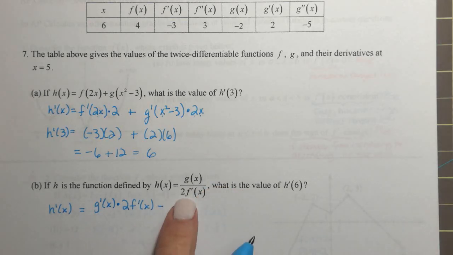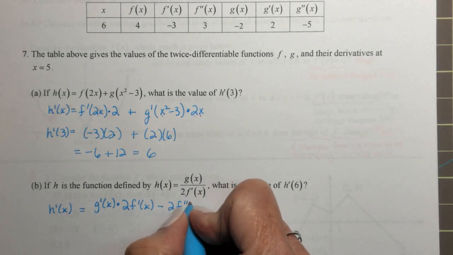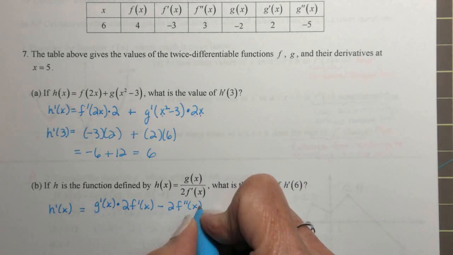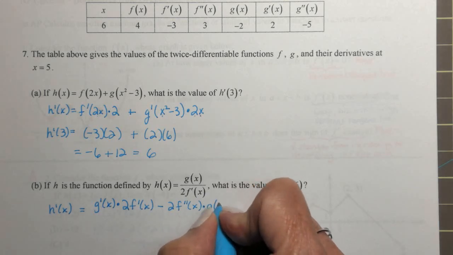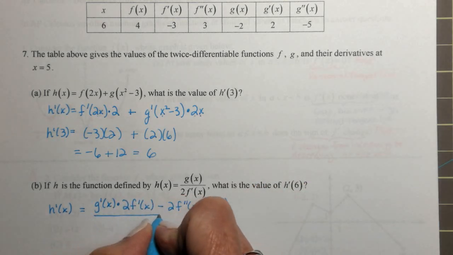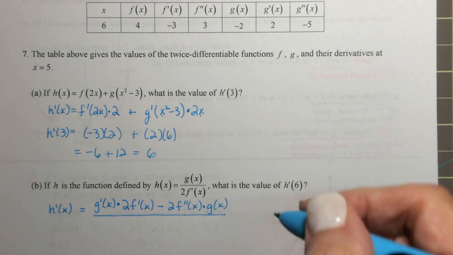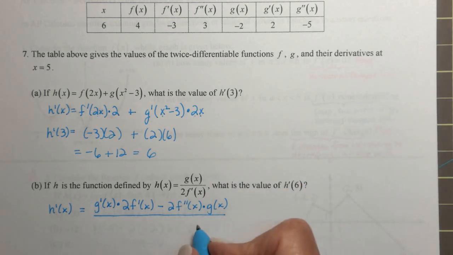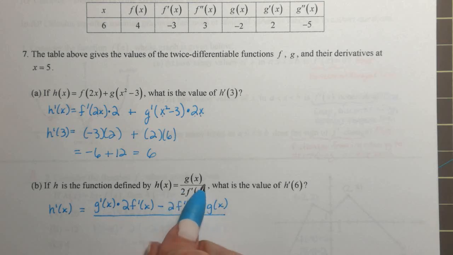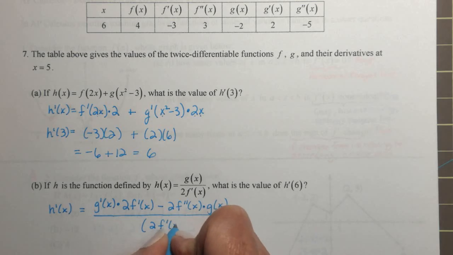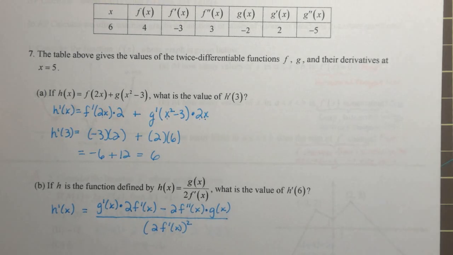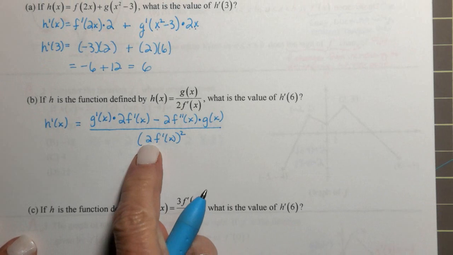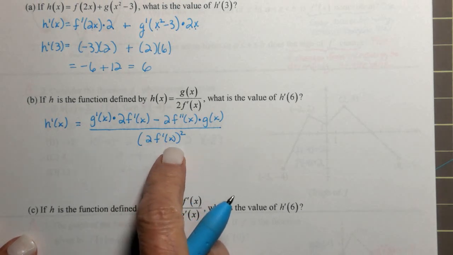Now I go to the bottom and take its derivative. The derivative of 2f prime of x is 2f double prime of x. And I multiply that by the top left alone, divided by the bottom left alone but squared. What is the square of the bottom? In fact, I'll write it like that: the bottom left alone but squared. I say it like that because this 2 is going to be squared as well as the f prime.